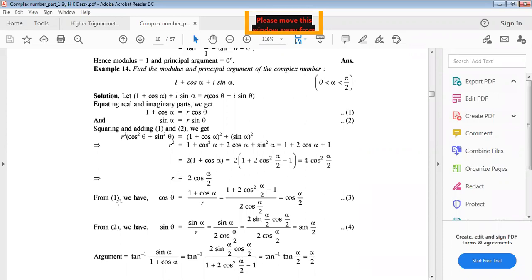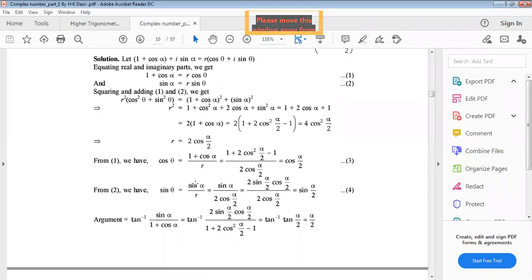Modulus. Now from equation 1, cos theta equals 1 plus cos alpha by r. Then 1 plus cos alpha means what? Cos twice a formula: 2 cos square a minus 1. Remember it. Cos twice a formula, you have to put here cos twice a. A means alpha by 2, that means cos 2 into alpha by 2. Cos twice a formula is 2 cos square a minus 1. Then r, this value is already evaluated, 2 cos alpha by 2. Now 1 cancels, then only cos alpha by 2.